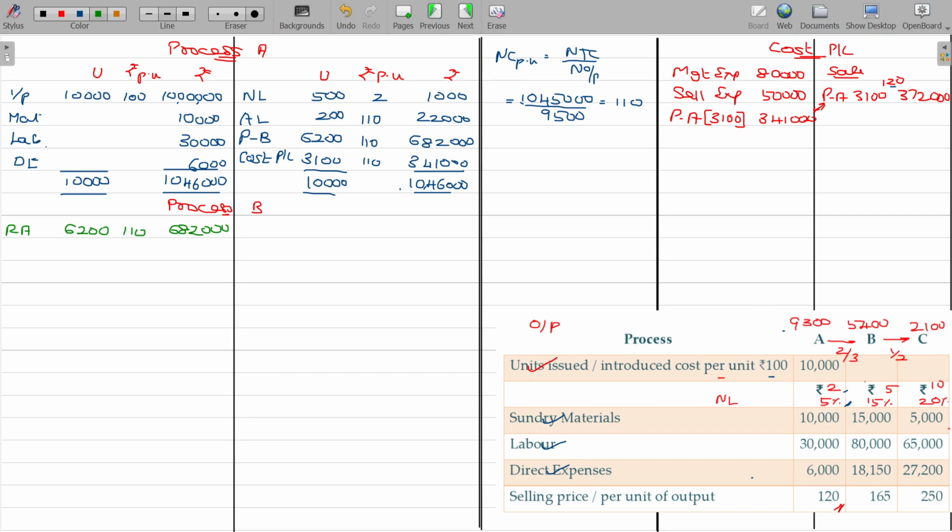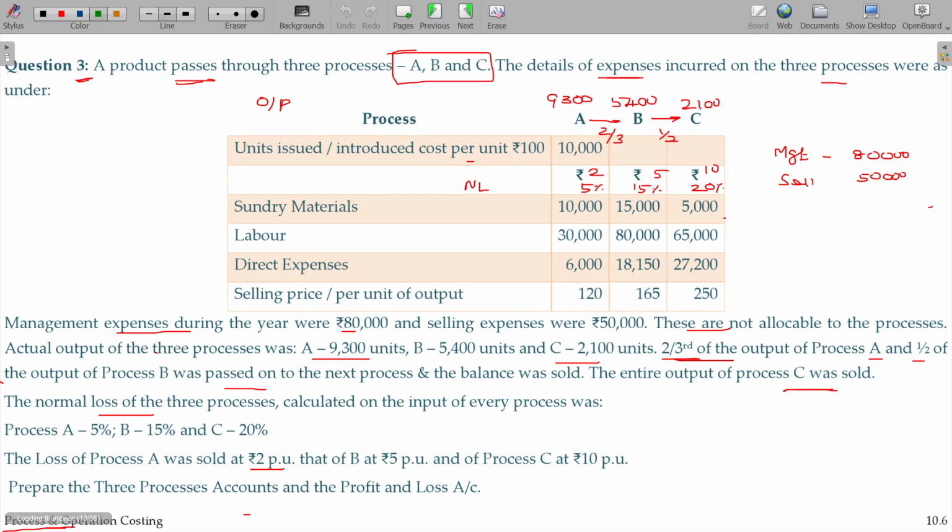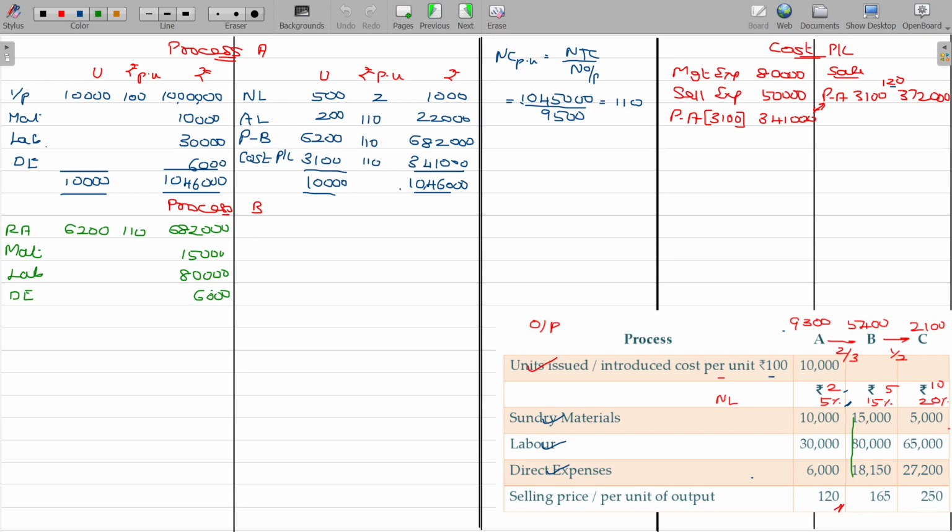Now, apart from that, the other expenses are these three items. Sundry materials, otherwise simply put the material or other material, 15,000. And labor being 80,000. Other expenses, direct expenses being 6,000. Do you have any other overheads? I think we don't have any other overheads, right? That's all. The management expenses and selling expenses are non-allocable. Sometimes it may be allocable; if they have given it as allocable, then we have to allocate it. It is not like that in this question.